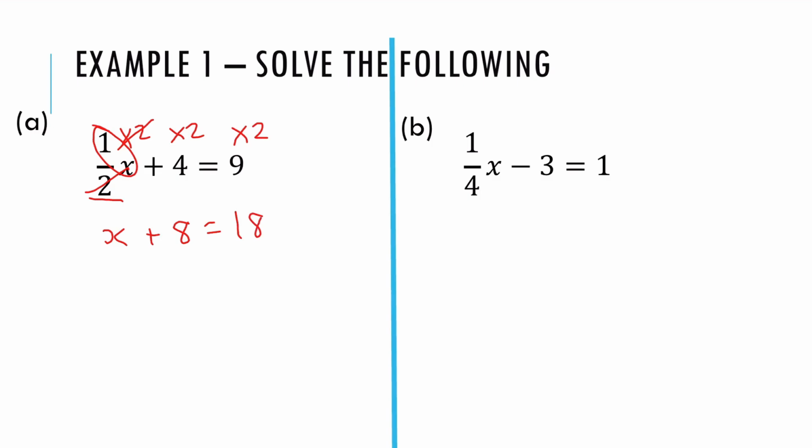Now we can see that 8 is adding the x. To get rid of that, we subtract 8 from either side. That leaves me with x equals 10.